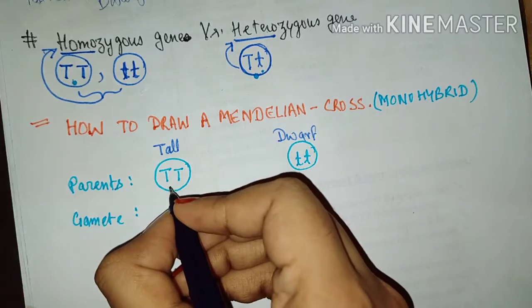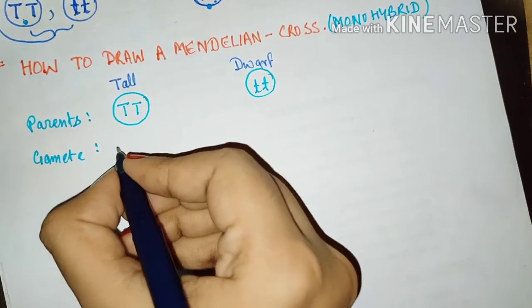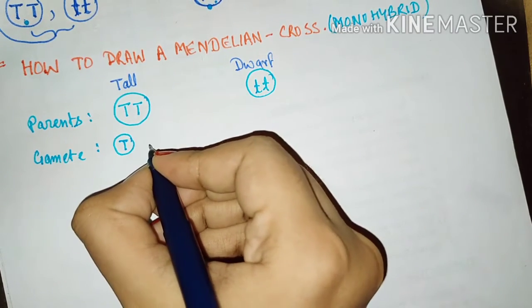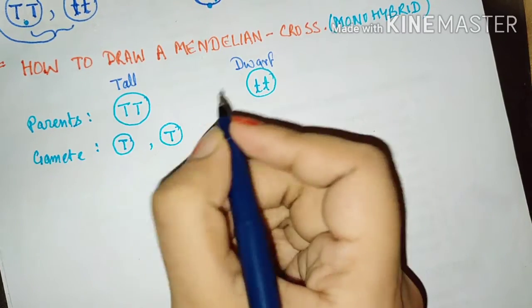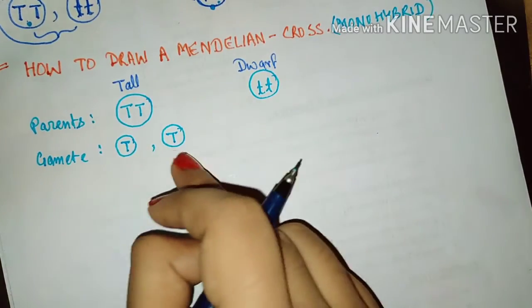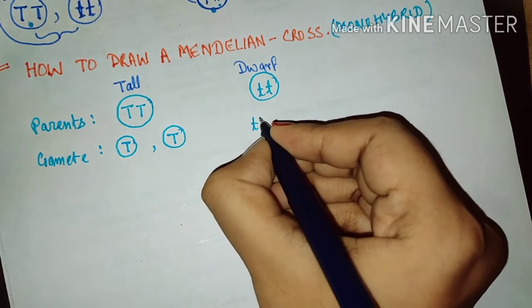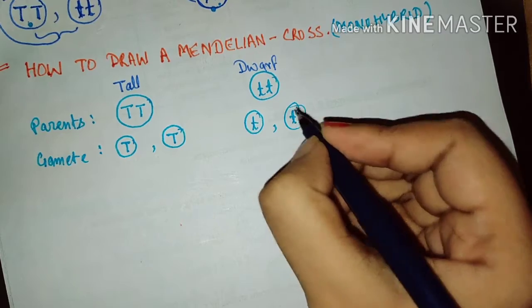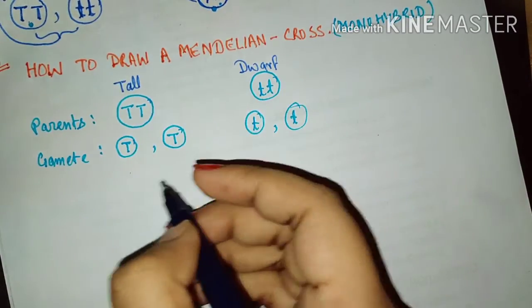Here there are two alleles, capital T, these two. For one gamete, only capital T will be there. For the second gamete, the second capital T will be there. Means from the first parent, the tall parent, these two gametes will be formed. From the second parent, what gametes will be formed? These two. Now you have drawn the parents, and now you have drawn the gametes.